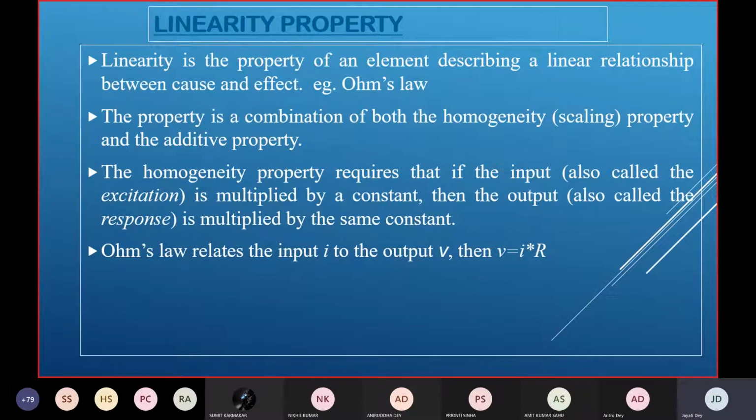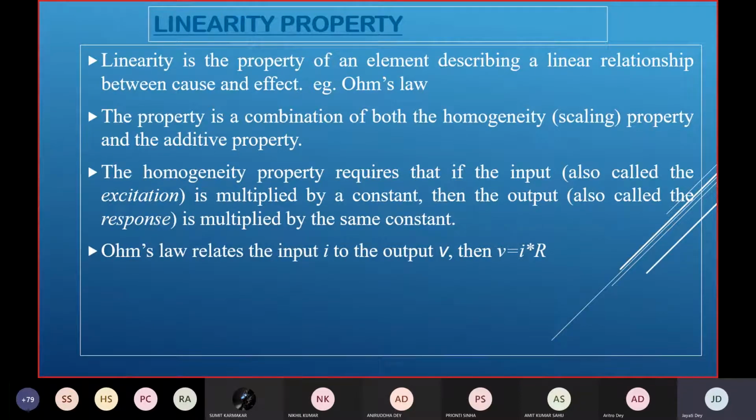Here, first of all, we will explain the linearity property. Linearity property is the property of an element describing a linear relationship between cause and effect. So suppose a voltage is applied in the network, and current is the effect. Current and voltage maintain a linear relationship. It's like V equals IR, where R is the constant. Another thing is that the property is a combination of both the homogeneity and additive property.